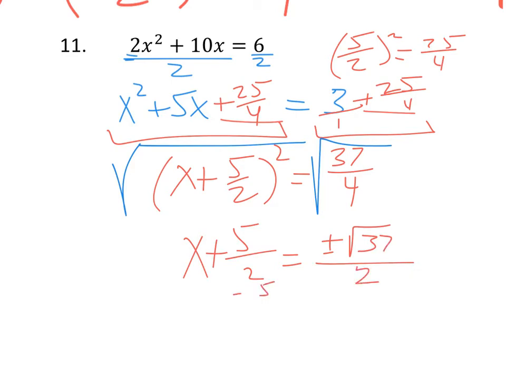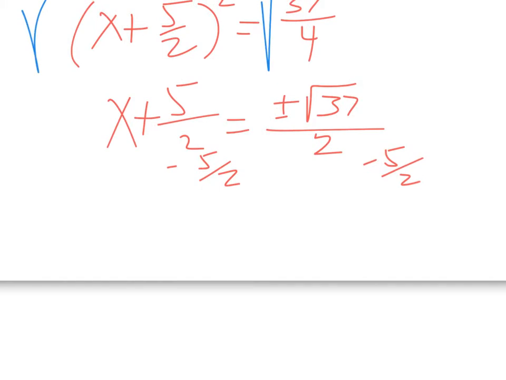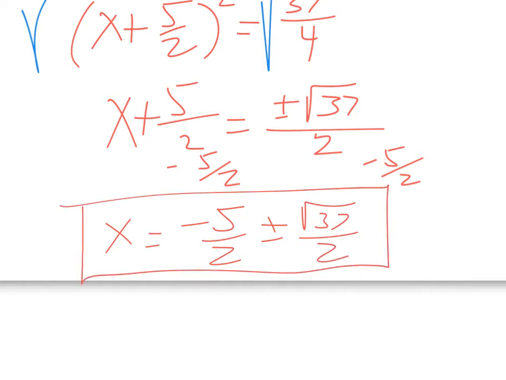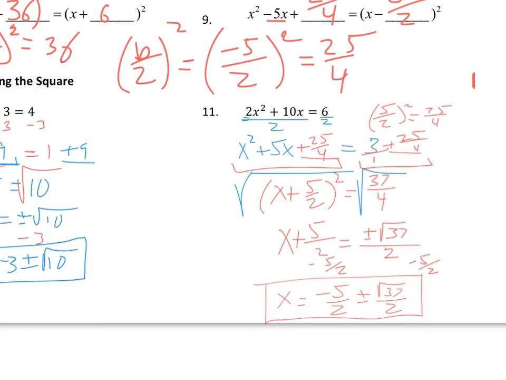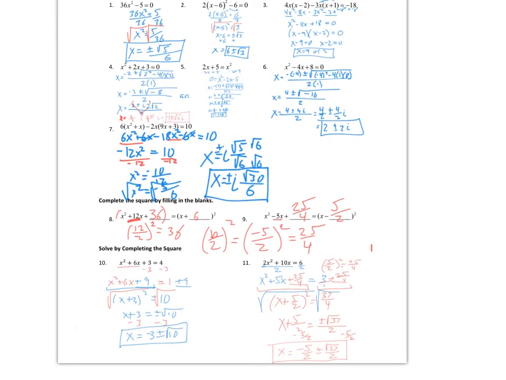Let's subtract 5/2, subtract 5/2. Okay, and again, we kind of like to put that minus 5/2 first, so we have x equals negative 5/2 plus or minus the square root of 37 over 2. Okay. We could also write that as one fraction, negative 5 plus or minus square root of 37 over 2. Either answer is just fine. All right. So there's the first page. There's some solving equations. Let's go on to the next page and see what we can do with it.